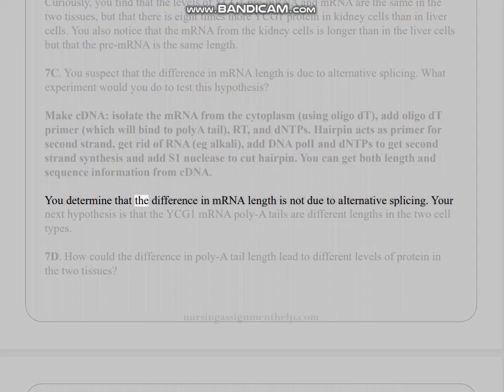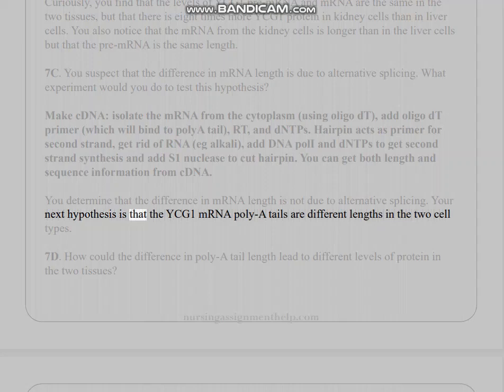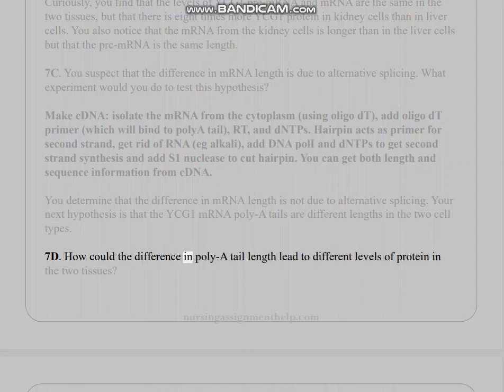You determine that the difference in mRNA length is not due to alternative splicing. Your next hypothesis is that the YCG1 mRNA poly-A tails are different lengths in the two cell types. 7d. How could the difference in poly-A tail length lead to different levels of protein in the two tissues?